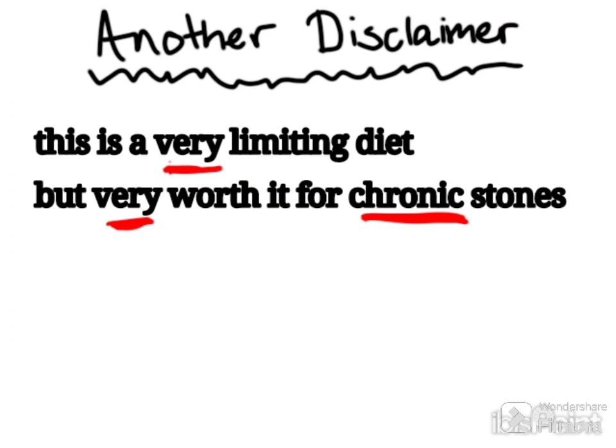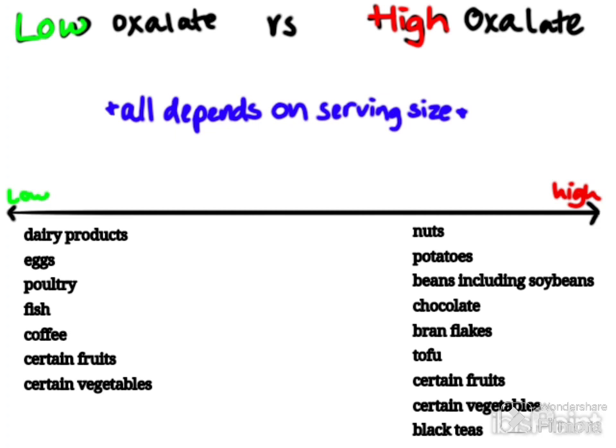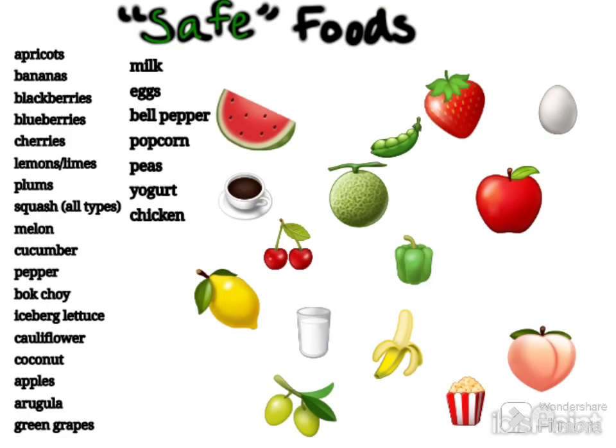Disclaimer, this is a very limiting diet, but it's worth it for chronic kidney stone patients. Low versus high oxalate foods all depend on the serving size. A few examples of low oxalate foods are dairy products, eggs, poultry, fish, coffee, and certain fruits, such as apricots. A few high oxalate foods are nuts, potatoes, beans, chocolate, bran flakes, and tofu.